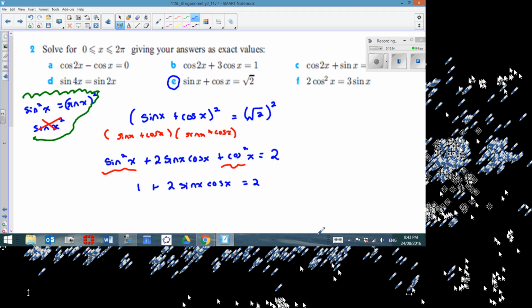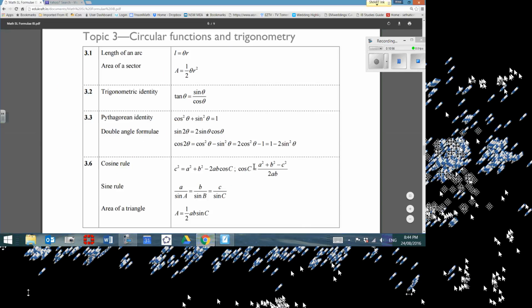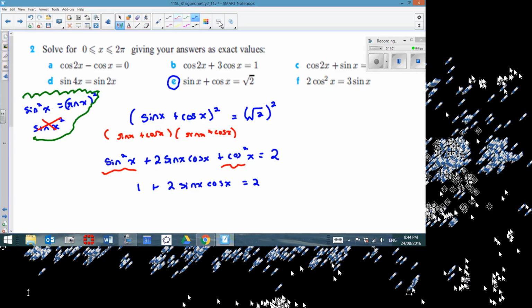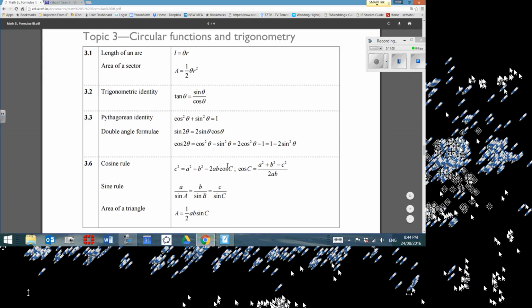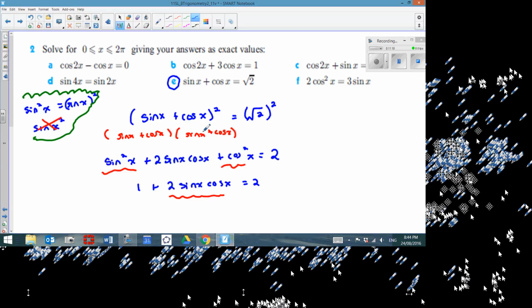I also know that 2 sine x cosine x is sine 2x. So I can also replace 2 sine cosine with just sine 2x. So now I have 1 plus sine 2x is equal to 2. Now I can think back through my 4 steps because I'm ready to start solving. I've simplified this question down. I'm just dealing with sine now, which is great. So sine 2x is equal to 1.